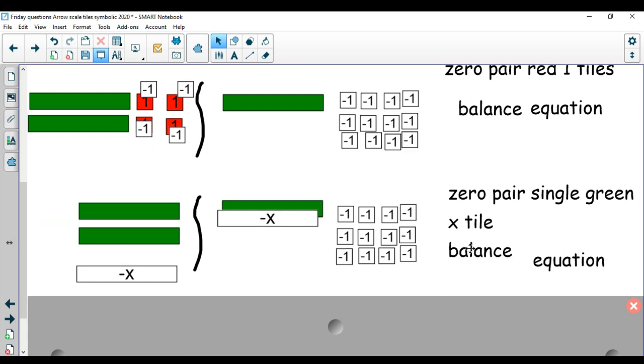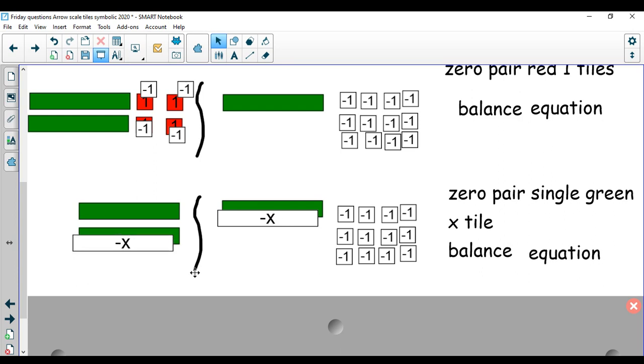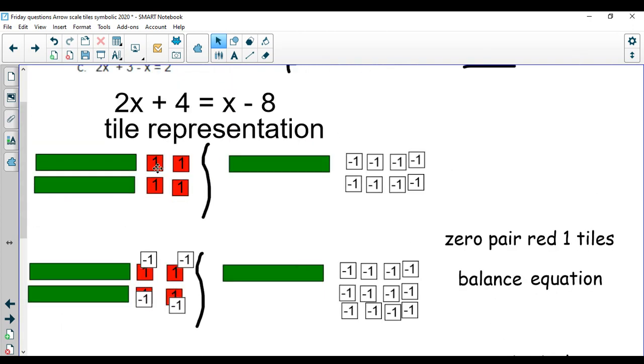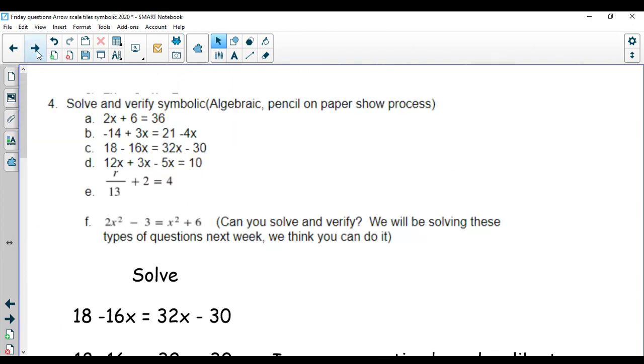I have to balance my equation, so I do the same to the other side. These two cancel out. Great, they both cancel out, and what am I left with? I'm left with my solution. X equals -1, 2, 3, 4, 5, 6, 7, 8, 9, 10, 11, 12. X equals -12. That is my solution with my algebra tiles. Now we go to our last one.